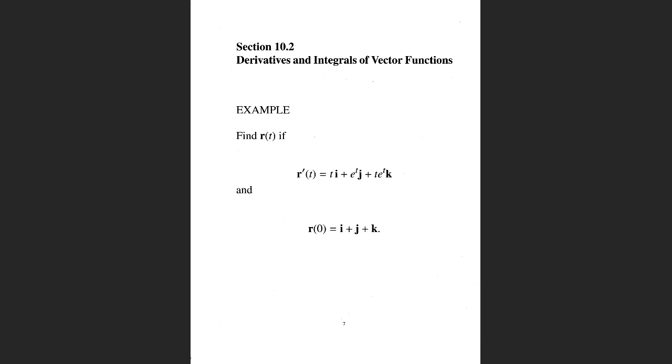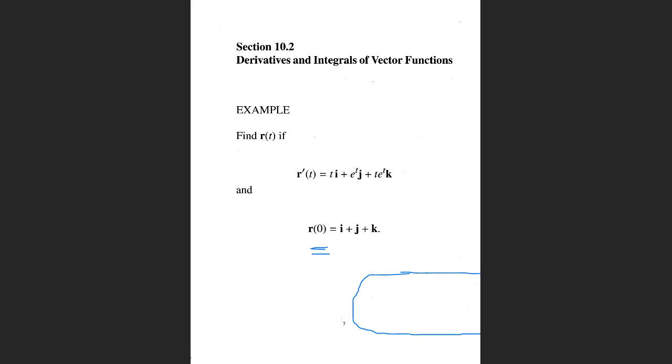Okay, so here we're given the derivative vector, the derivative of your position function, and you're given a point on the position function at time equals 0. And what we want to do is find what the actual position vector is. That's what we want to find.